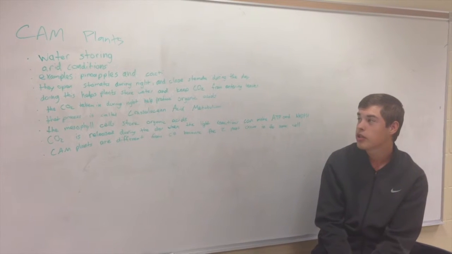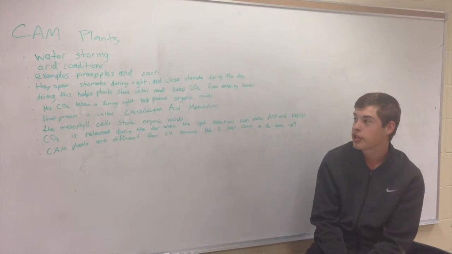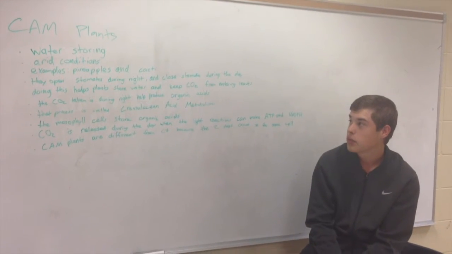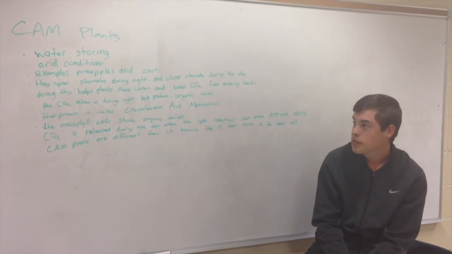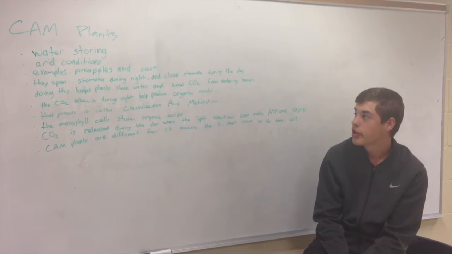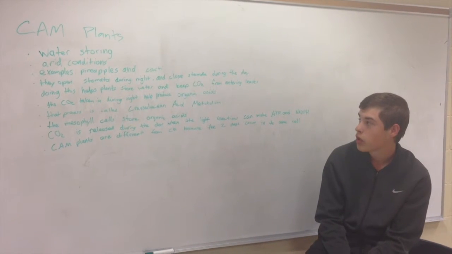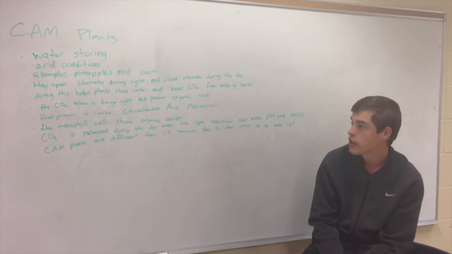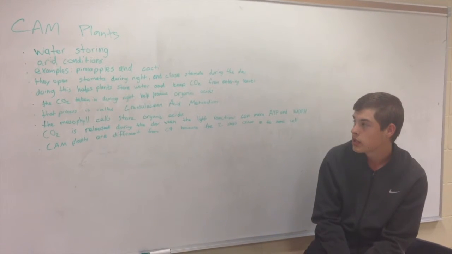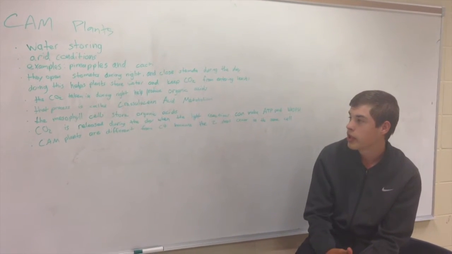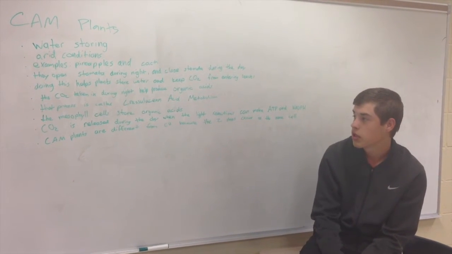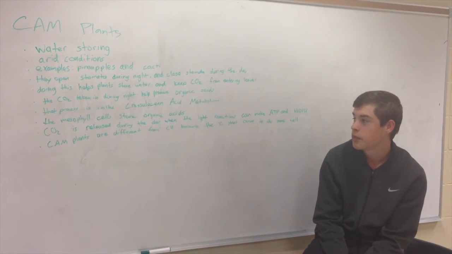CAM plants are water-storing plants that are found in arid conditions. Some examples are pineapples and cacti. What makes them special is that they open the stomata during the night and close them during the day. Doing this helps the plant store water and keep CO2 from entering the leaves. The CO2 that is taken in during the night helps produce organic acids. That process is called crassulacean acid metabolism.